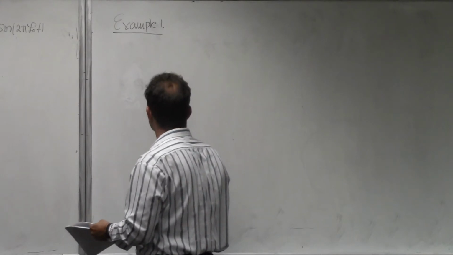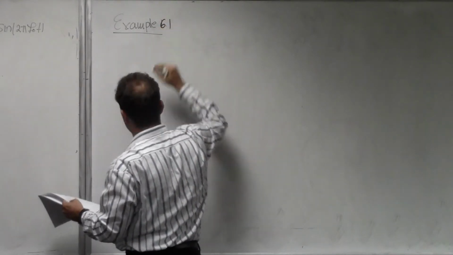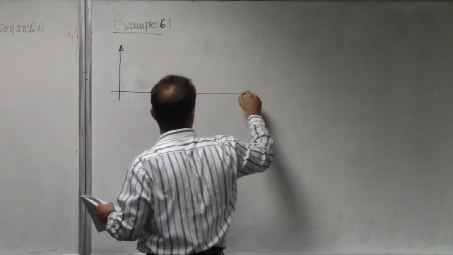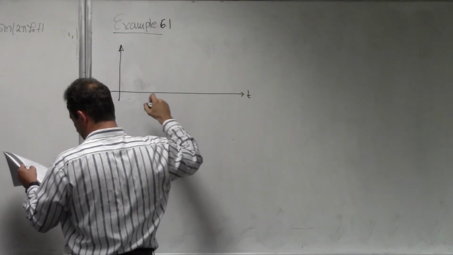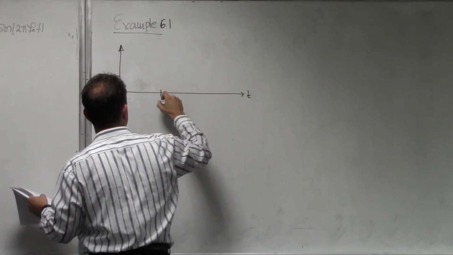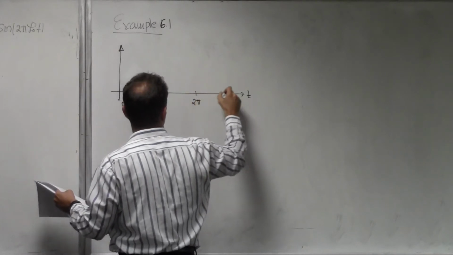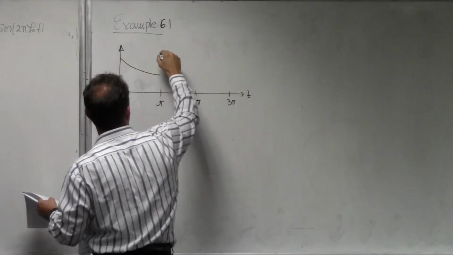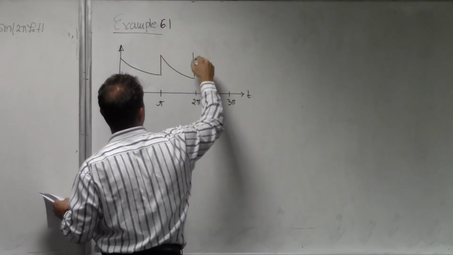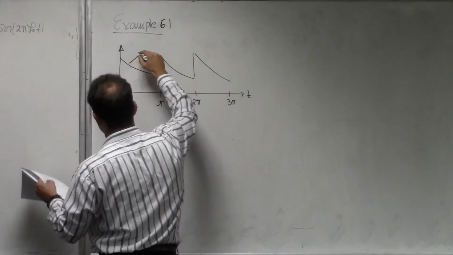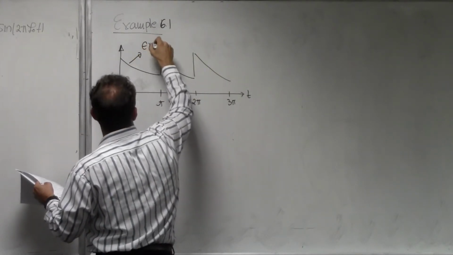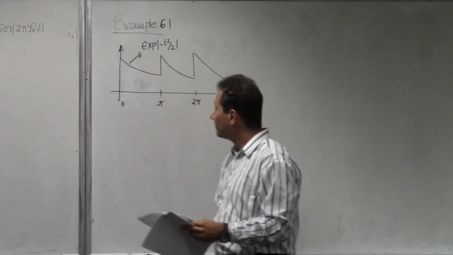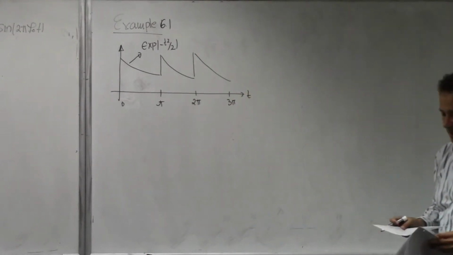So let's go through an example. This is the same as your example 6.1 in your textbook. It looks at the signal that is of this nature. This is 0, this is pi, 2 pi, 3 pi. And here it kind of falls, and then does this, does this. In every one of these periods, it is e to the minus t over 2. So that's a signal that you might have.